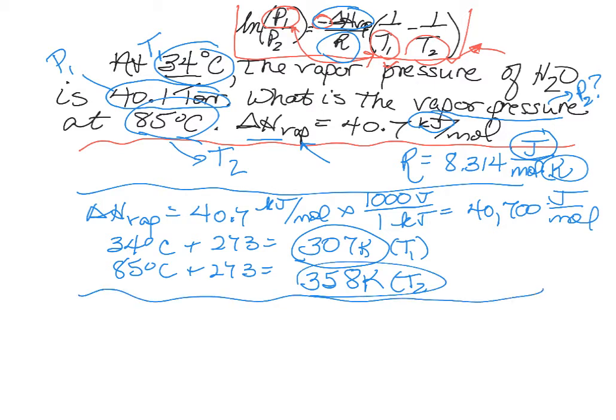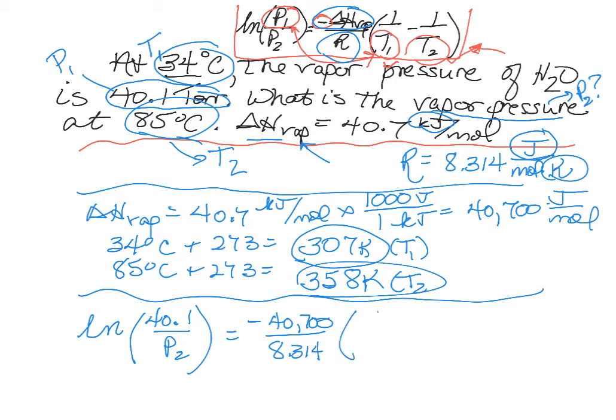Now I'm ready to plug everything in. Don't forget that minus sign. That's another common thing to leave out accidentally. Okay, be real careful here. T1 is 307 and T2 is 358. All right, so the first thing I'm going to do is simplify the right-hand side of this equality.